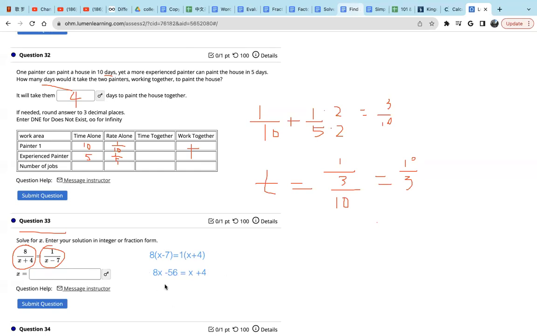You move things, move the x term to one side. 8x minus x, 7x, negative 56 to the other side. 4 plus 56, 60. So x equals 60 divided by 7. 60 we can keep as a fraction, divided by 7.